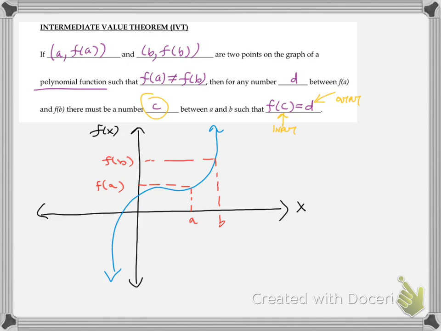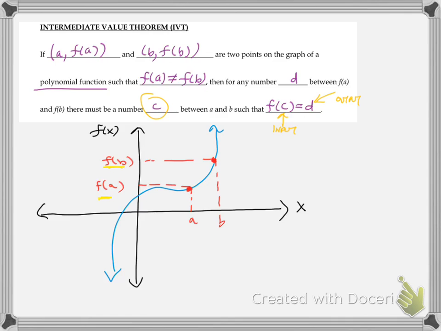And so what this theorem tells us is if we have a point, so there's our point, there's our point there, (a, f(a)), right? And that's (b, f(b)), where we can clearly see that f(a) does not equal f(b), right? We clearly see that these are representing two different values on our function.